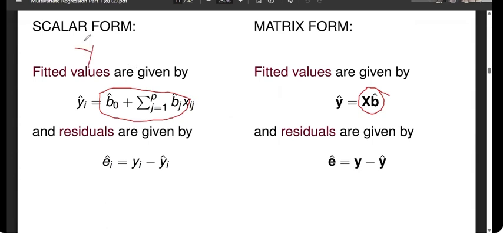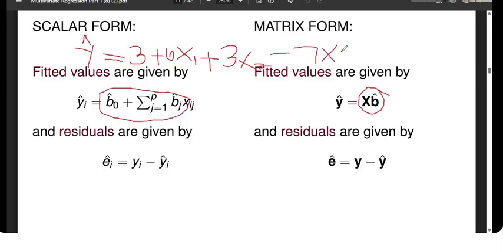Maybe after getting the results, I'm just assuming now, maybe this is 3 plus 6x1 plus 3x2, maybe minus 7x3. I'm just assuming. So maybe you have 3 variables and you've estimated this as your beta naught, this is your beta 1 cap, the estimated, this is your beta 2, and this guy is your beta 3.